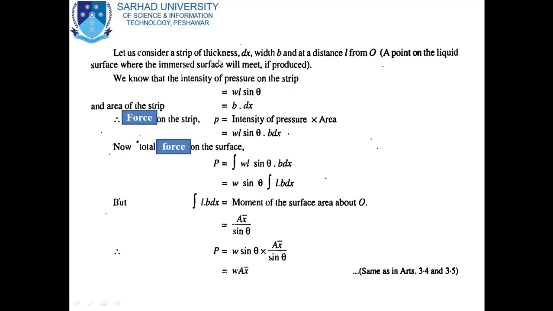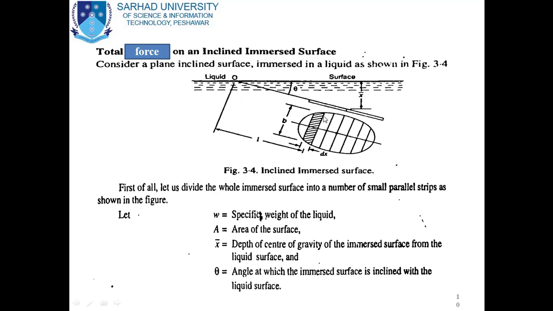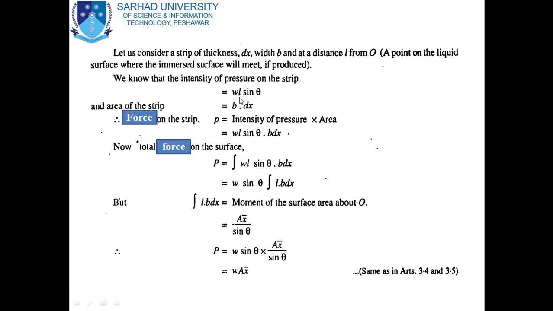Now let us consider a strip of thickness dx, width b, and at a distance L from O, a point on the liquid surface where the immersed surface will meet if extended. We know that the intensity of pressure on the strip is equal to omega L sine theta. We take one strip whose thickness is dx and width is b, and the intensity of pressure on this strip is omega L sine theta. In this expression, omega is the unit weight of the liquid and L sine theta is the depth.